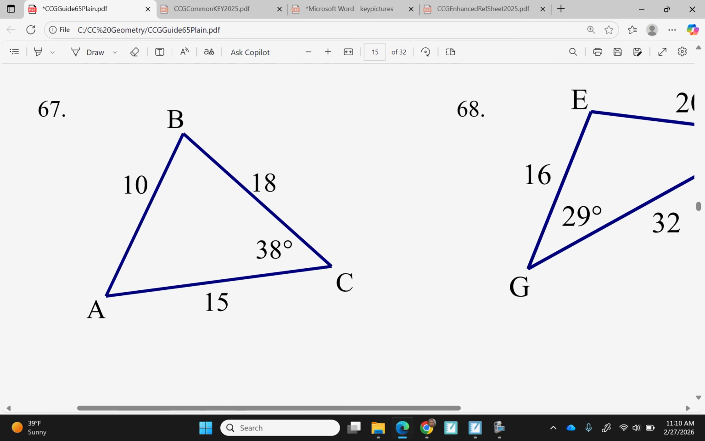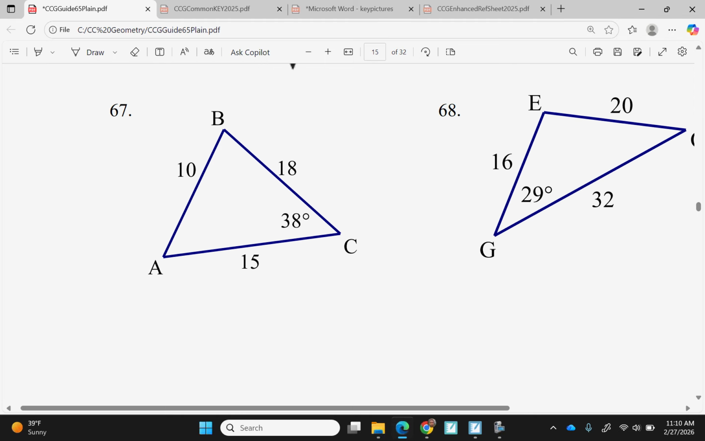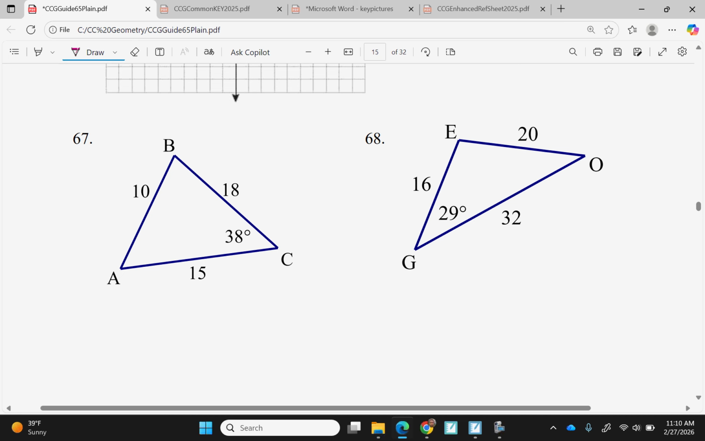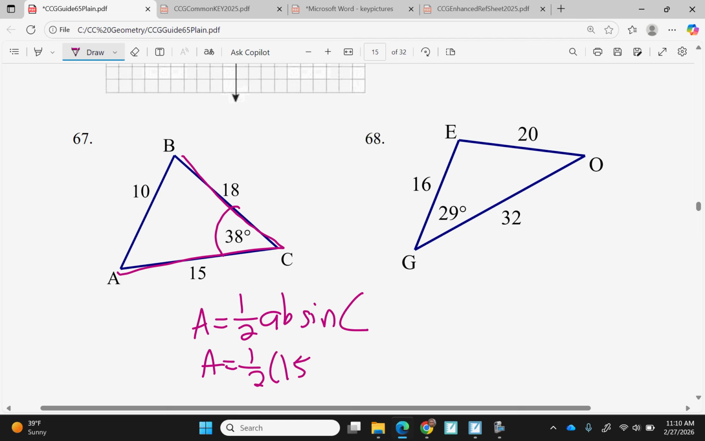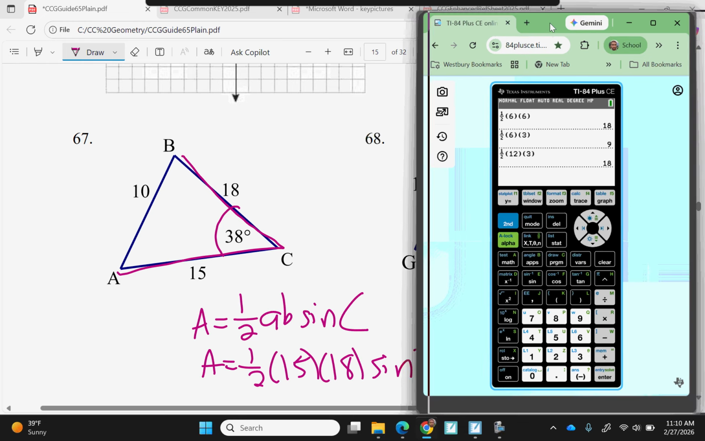Which brings me to triangle area, half AB sine C. Area of a triangle is half AB sine C, where A and B are the sides and C is the included angle. You need two sides and the included angle. So since my angle is 38, which sides make up that 38? The 15 and the 18. So it's A equals half 15, 18, sine 38. And then you just put that into the calculator.